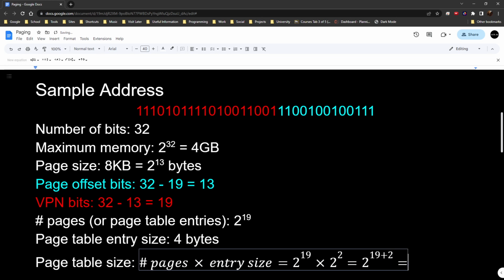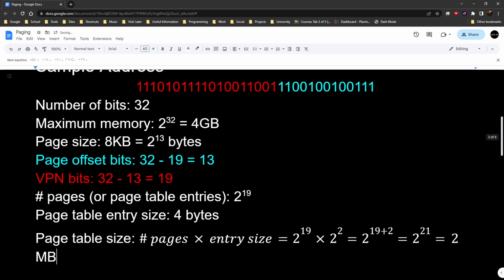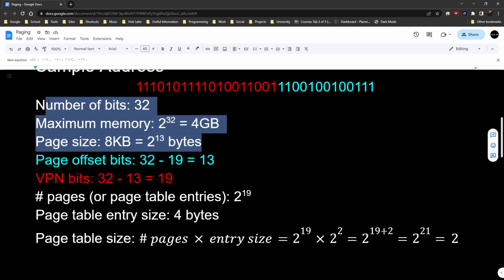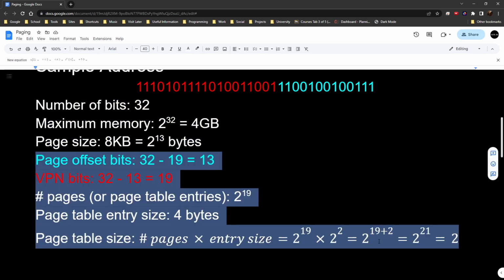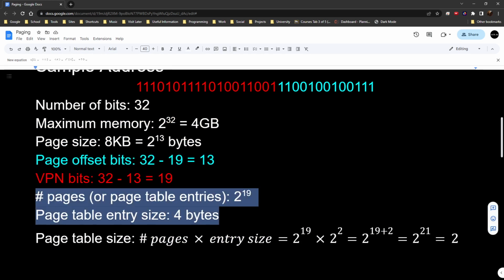That's exponent laws, which is equal to 2 to the 21, which is about 2 megabytes. Oh man, I ran out of scroll. There we go. So that's our page table size. And so just from this, we were able to calculate all of this, while also knowing this as well.